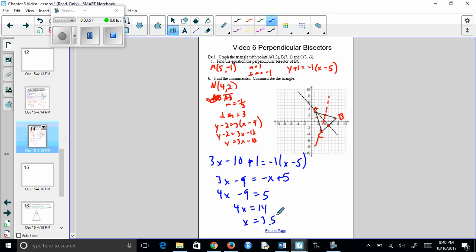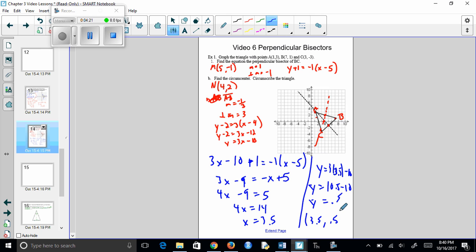Now I can plug that into an equation. I choose to plug it in here, because that's a little bit easier. y equals 3 times 3.5 minus 10. Again, my writing is pretty terrible. 3 times 3.5, that's going to be 10 and a half. And I subtract 10 from it, and my y is 0.5. So it's going to be 3.5, 0.5.